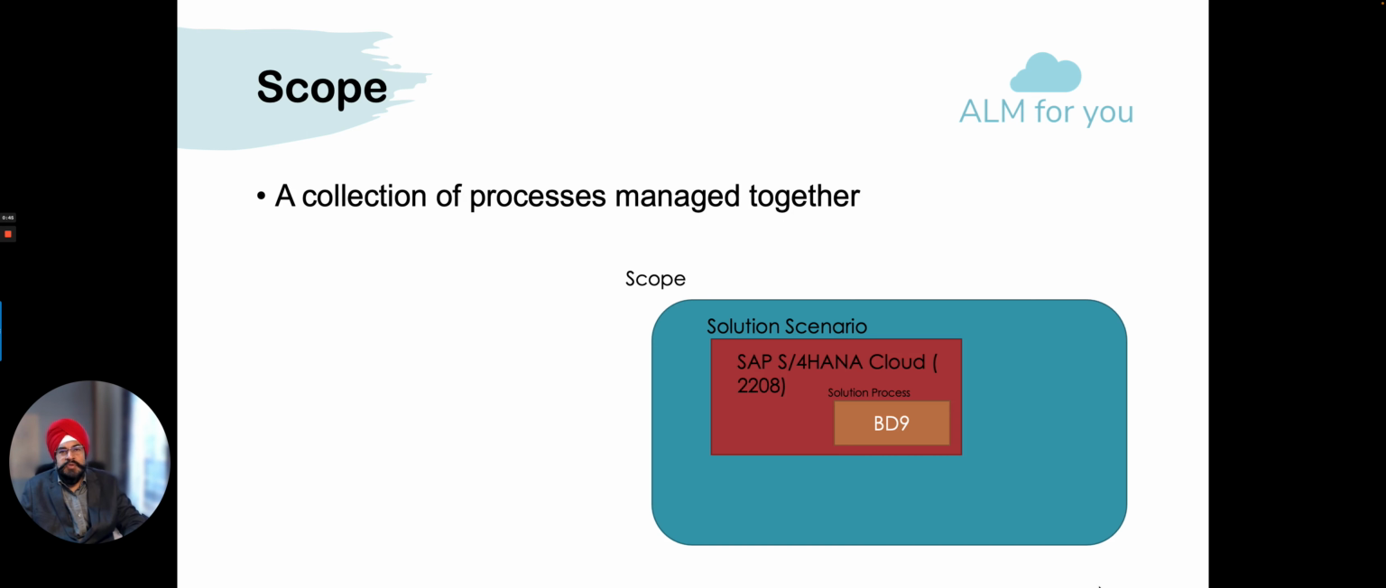Then what is scope? Scope is what the project lead signs up for: I will manage it, I will make it productive, or I will maintain it. So basically, it's a collection of processes that you want to manage together. You can create multiple scopes, and we'll go into the details in later videos, but basically, scope is a collection of solution processes which are bundled together in solution scenarios.